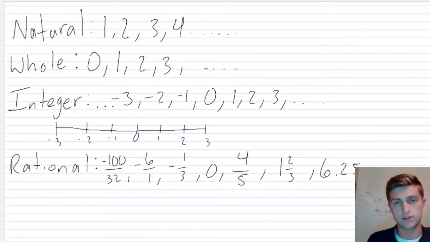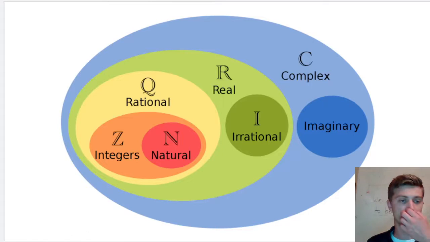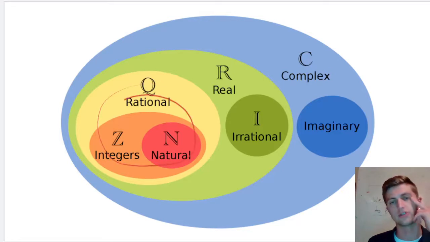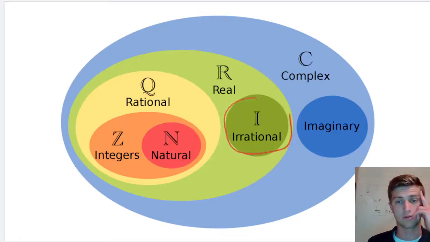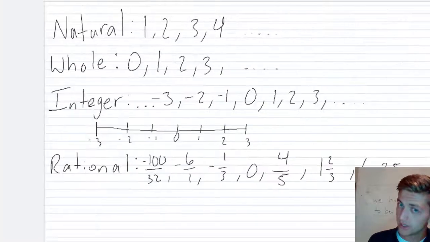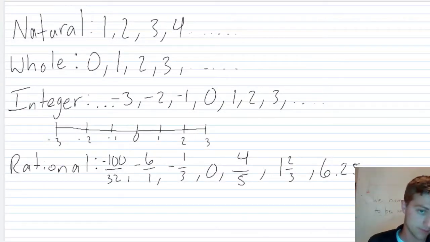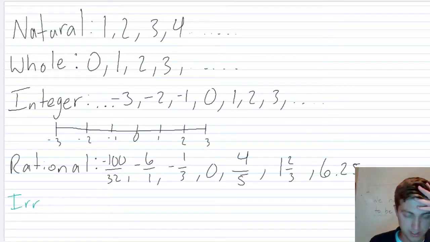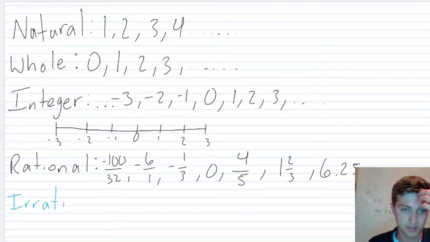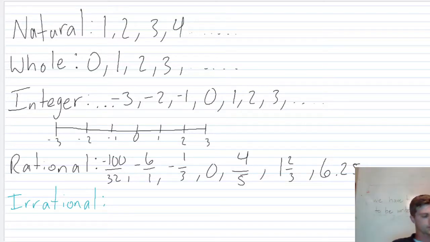Now, notice on our chart over here, natural numbers are a subset of integers, which are a subset of rational numbers, and they're all in the same bubble. Now, we're going to talk about irrational numbers, because irrational numbers break away from this group. I'll write in a separate color. If rational means can be written as a fraction, irrational means it cannot be written as a fraction.